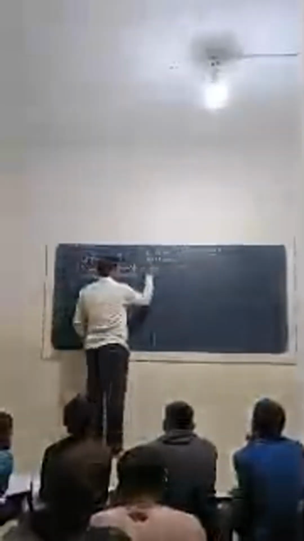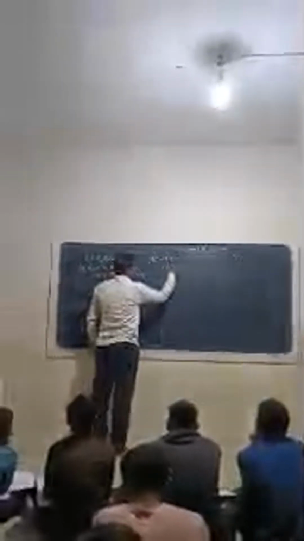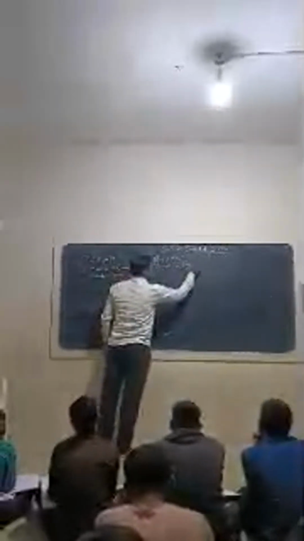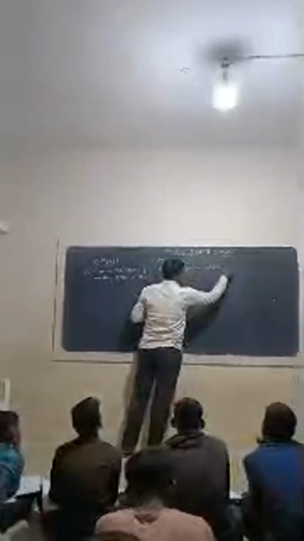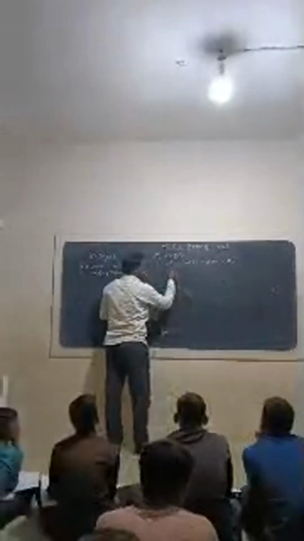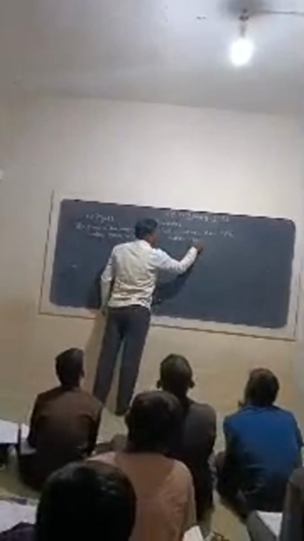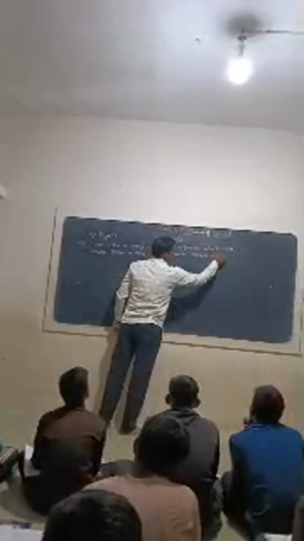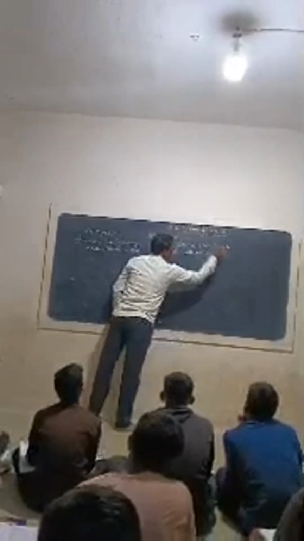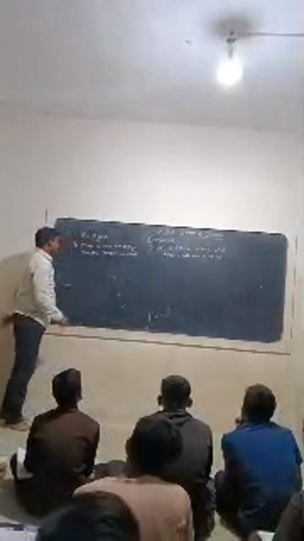Then what is the definition of weight? Weight is the force with which the earth attracts an object or body. That is called weight. This point carries half a mark.